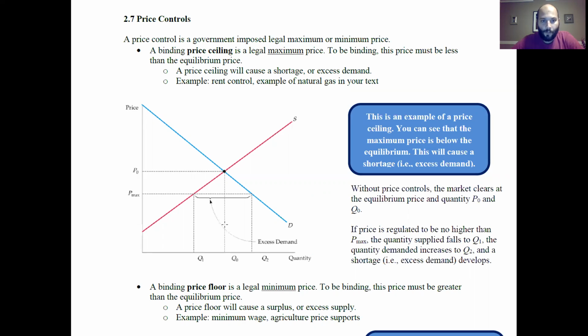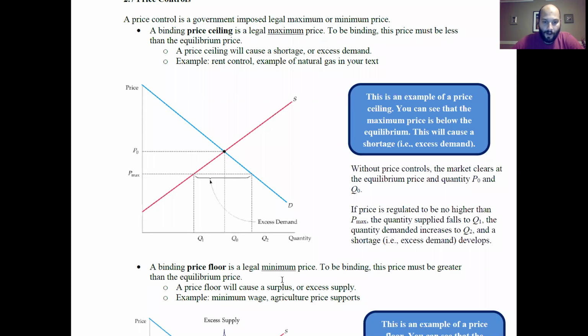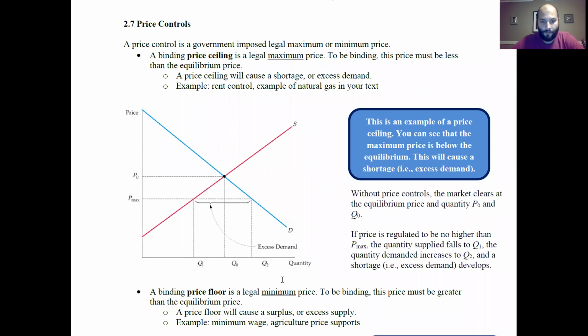So if the government were to put in a price ceiling, which is a legal maximum price, or a price floor, which is a legal minimum price, we can get to a result which is out of the equilibrium. So suppose we have this original equilibrium here, Q0 and P0. A government could institute a legal maximum price.